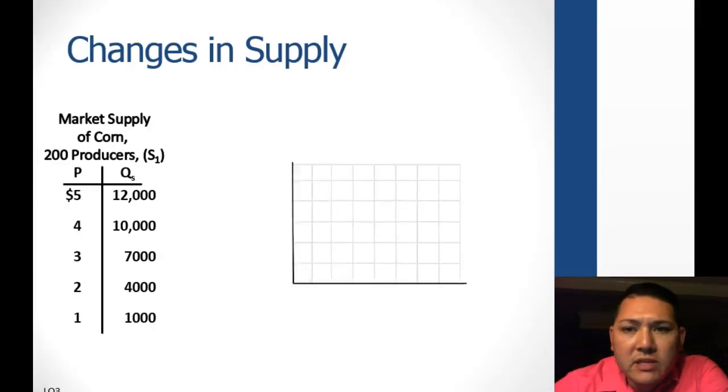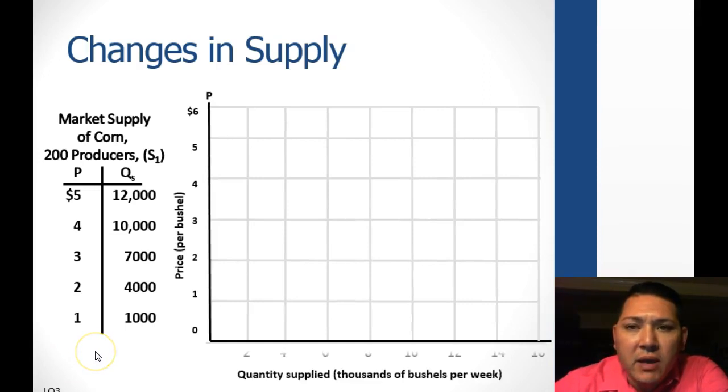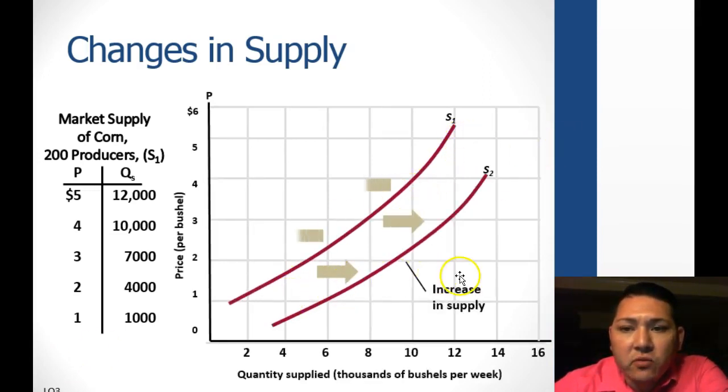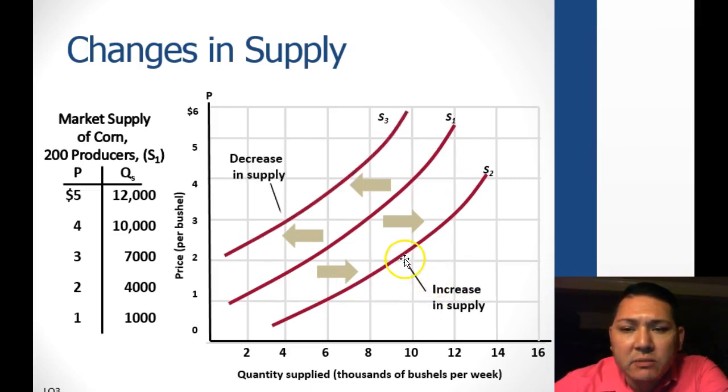Now, the same thing we had in changes in demand can happen in supply. Our supply curve can shift to the right to indicate an increase in supply, or shift to the left to indicate a decrease in supply.